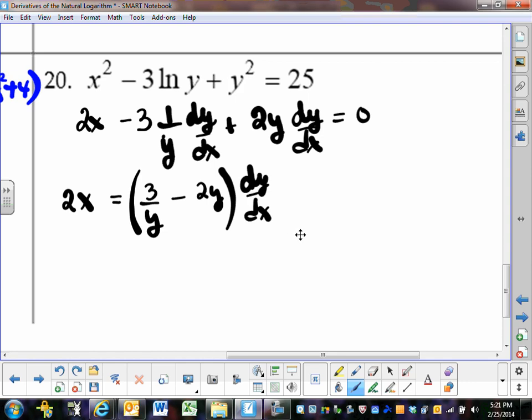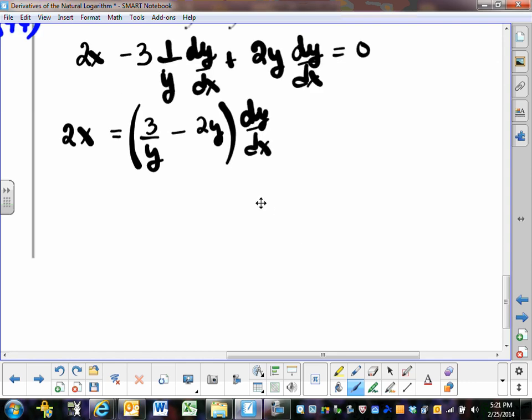Okay, now, on to some implicit derivatives. Okay, so it works the same way that it always has. So the derivative of x squared is 2x. Keep the negative 3. The derivative of natural log of x is normally 1 over x. So the derivative of natural log of y is 1 over y, but we have the implicit dy dx.